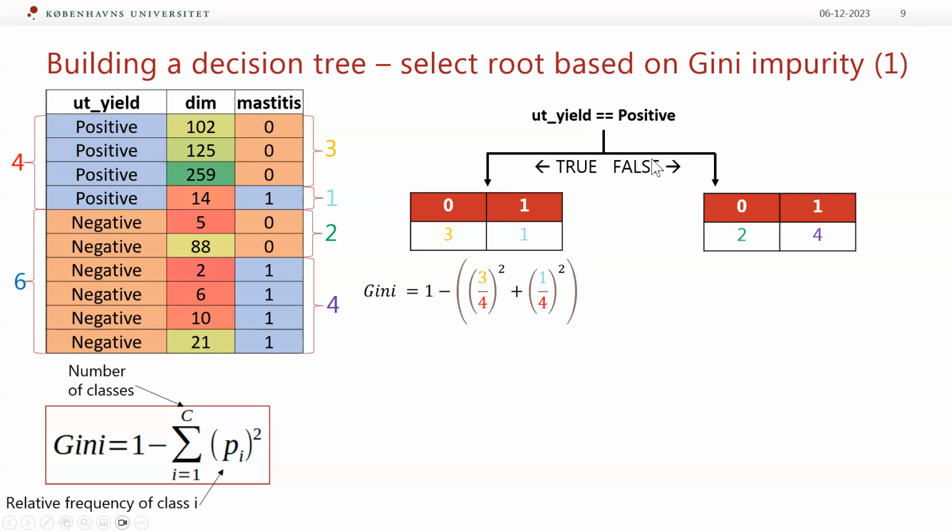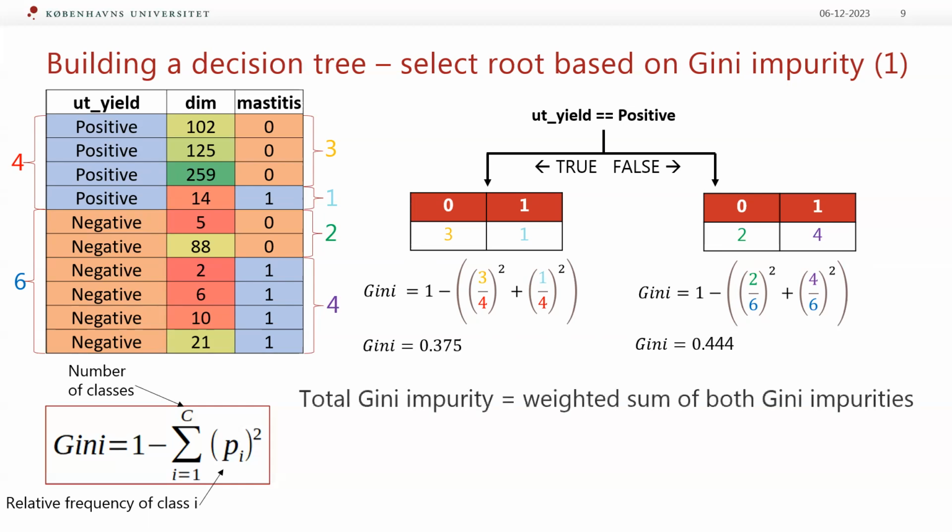In the case where this is false, we have 2 instances of the 0 class, so the relative frequency here is 2 over 6, because there's a total of 6 cases where the milk yield was negative. And we have 4 cases of the 1 class, so the relative frequency here is 4 over 6. And remember to square them. And if we do the math, we can see that the Gini impurity of this node is 0.375, and the Gini impurity of this node is 0.444.